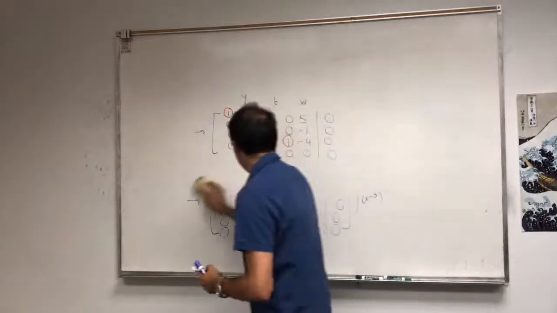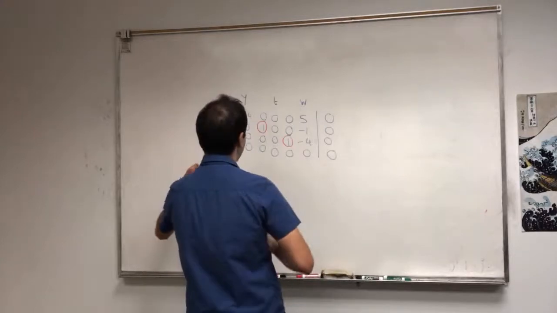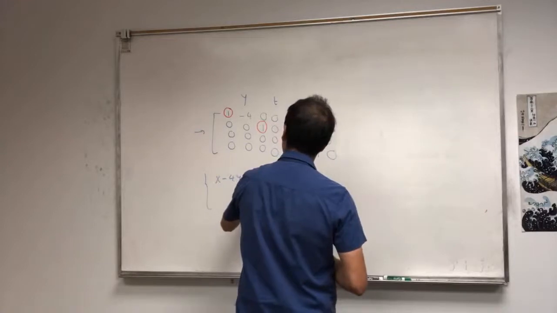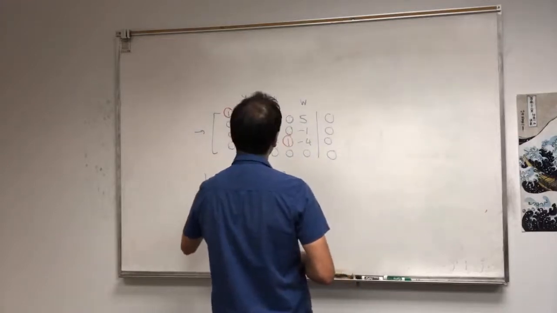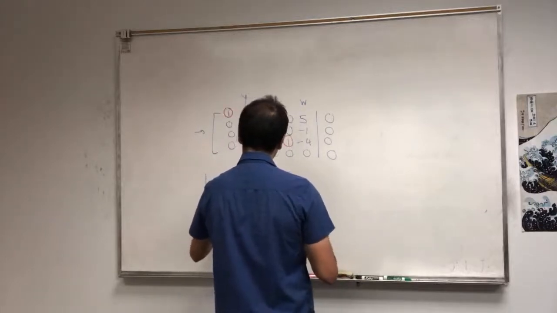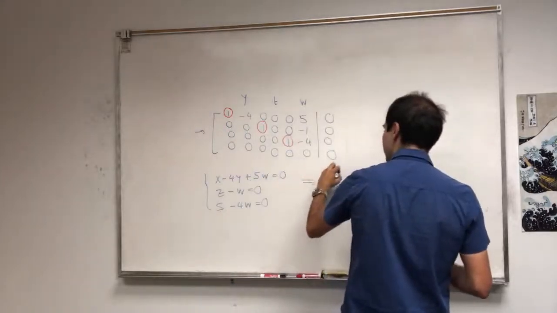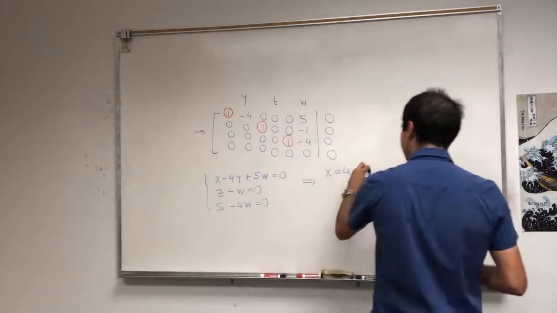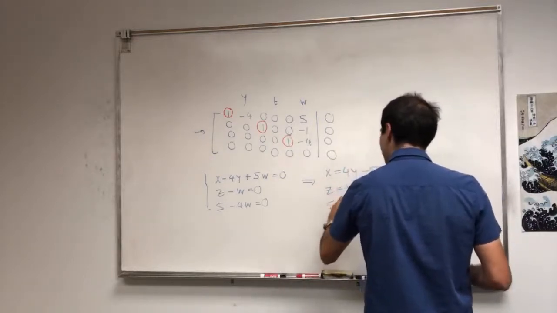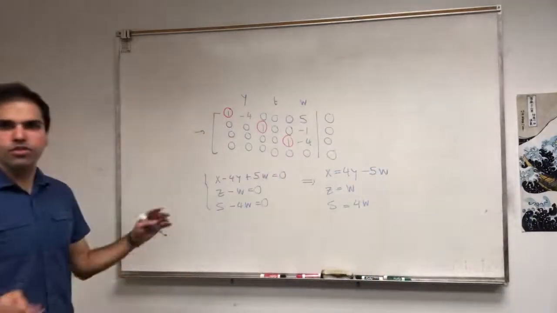So what does the system become? The solutions then become x minus 4y plus 5w equals 0, and then z minus w equals 0, and then s minus 4w equals 0. So in other words, x, it's 4y minus 5w, z is w, and s is 4w. Now, that's not enough. This gives you the solution.